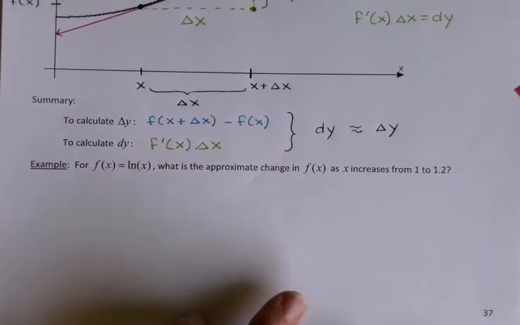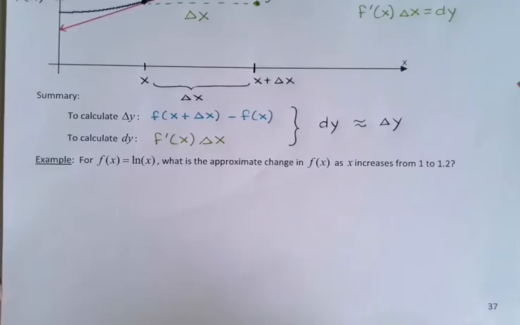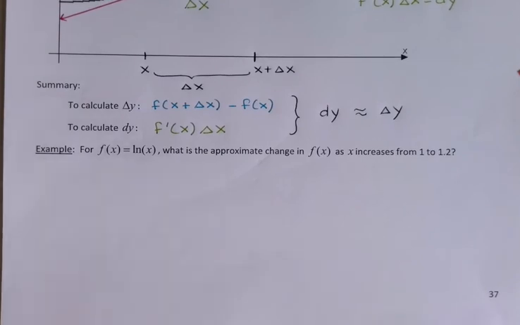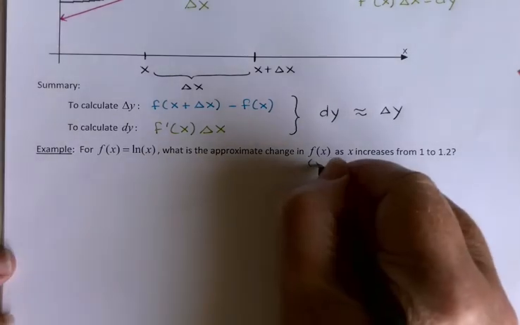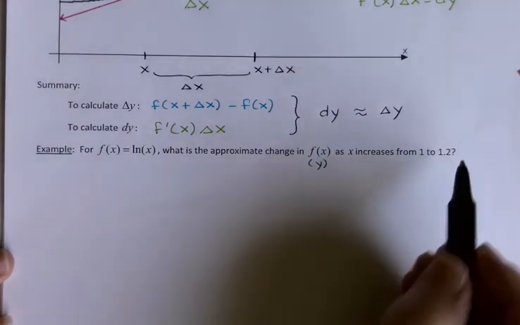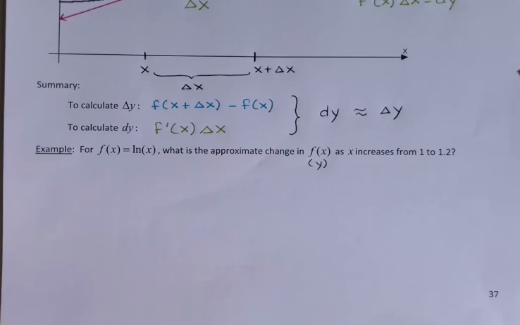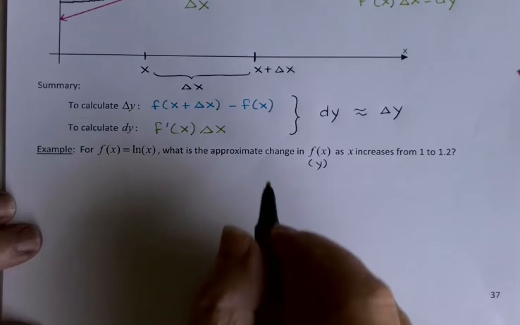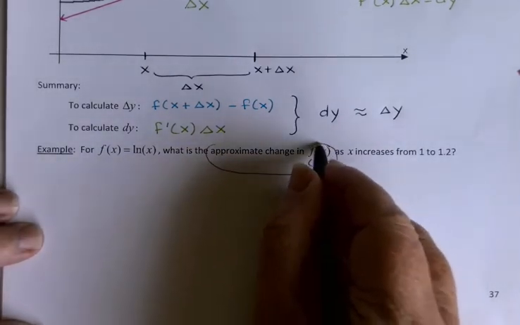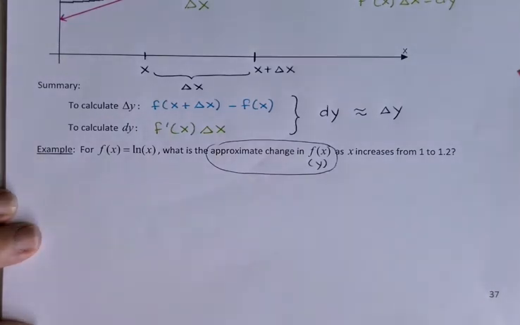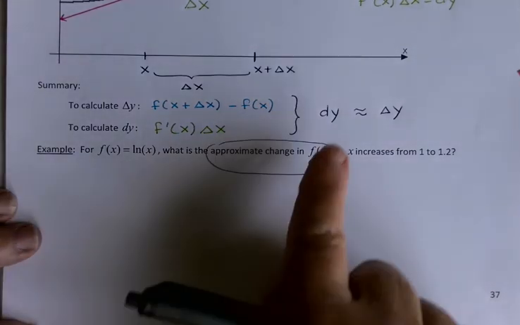All right, let's try an example. If my function is f of x equals the natural log of x, what is the approximate change in f of x, or y, as x increases from 1 to 1.2? So we're going to say the approximate change in y tells me that I really want the differential, the approximate change, right?